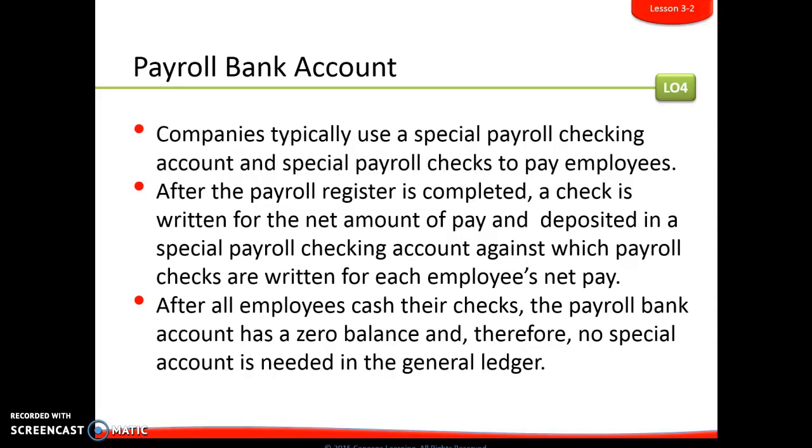After all employees cash their checks, the payroll bank account is going to have a zero balance, and therefore no special account is needed in the general ledger. So we don't keep a separate account. The reason that they do this is it just makes it easier to keep track of the payroll, and it helps with preventing fraud on payroll as well.